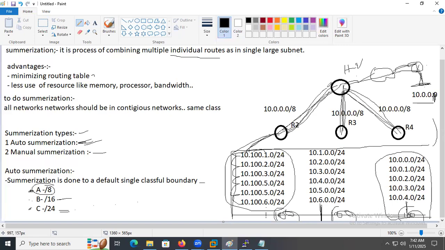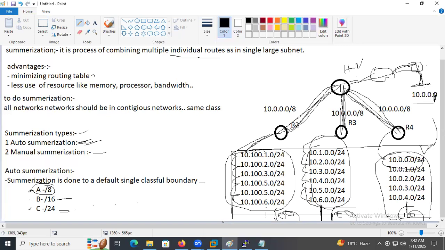Then that information is forwarded to the headquarter. Then the headquarter will forward to router 3, and also it is going to check all the other branches. And router headquarter is going to send to the router 4. Yeah, 10.0.0 I have it.